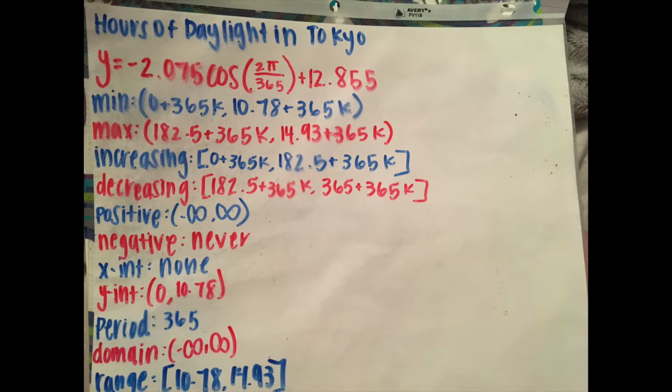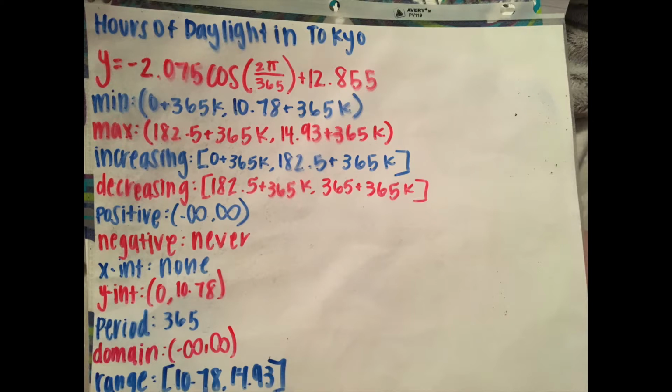I found the areas where it's increasing to be from bracket 0 plus 365k, comma 182.5 plus 365k, close bracket. I knew it was increasing at these intervals because it is increasing from the minimum of my graph, whose y value was 0, to the maximum of my graph, whose y value was 182.5. I found the areas where it was decreasing to be from bracket 182.5 plus 365k, comma 365k plus 365k.